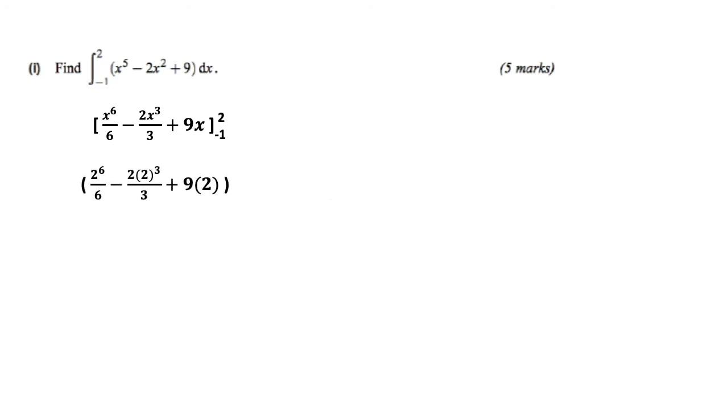If we substitute 2 in, we would get 2 to the power of 6 over 6 minus 2 times 2 cubed over 3 plus 9 times 2. We also need to substitute minus 1 in and subtract this away from our answer to when we substitute 2 in. So I'm going to write down minus, and then in brackets we have the minus 1 to the power of 6 over 6 minus 2 times minus 1 cubed over 3 plus 9 times minus 1.